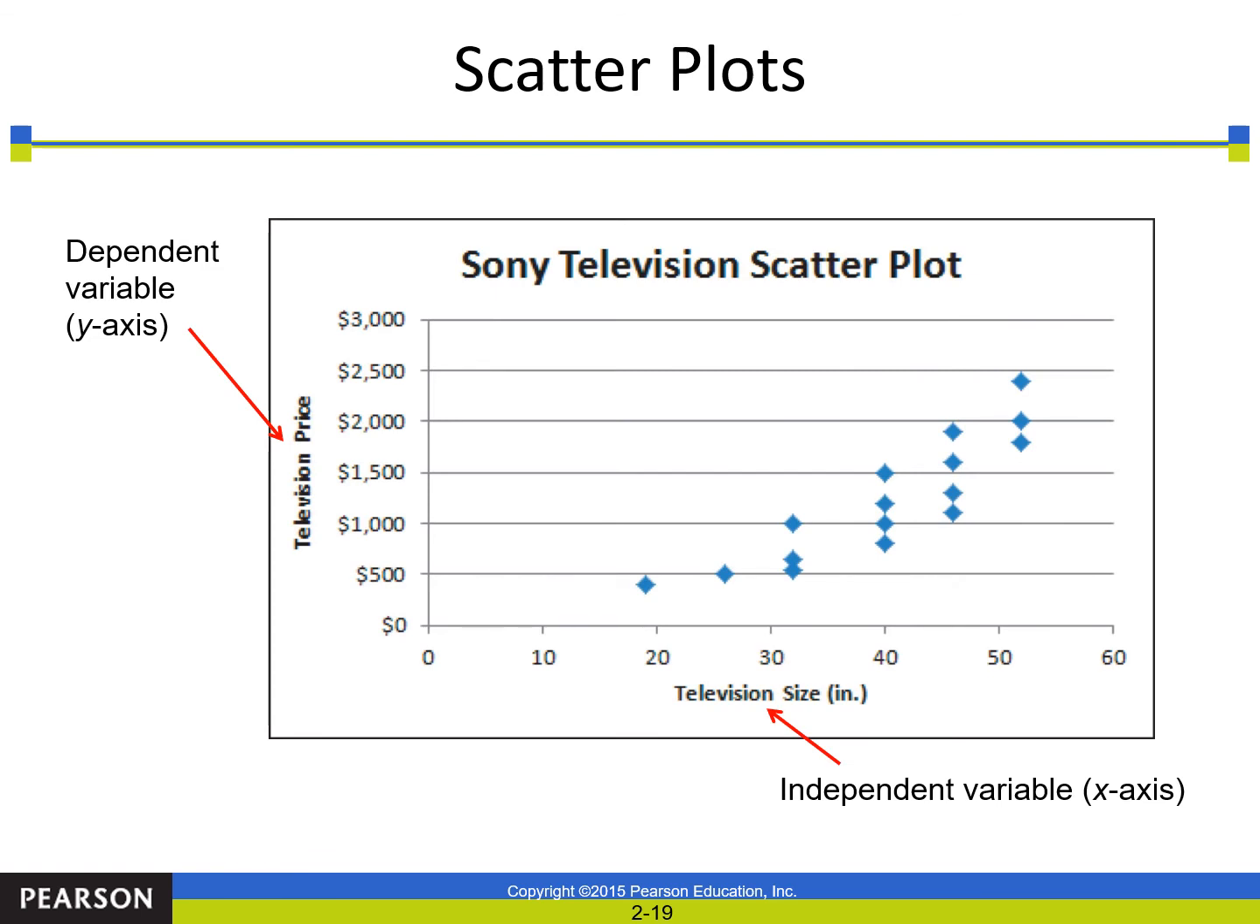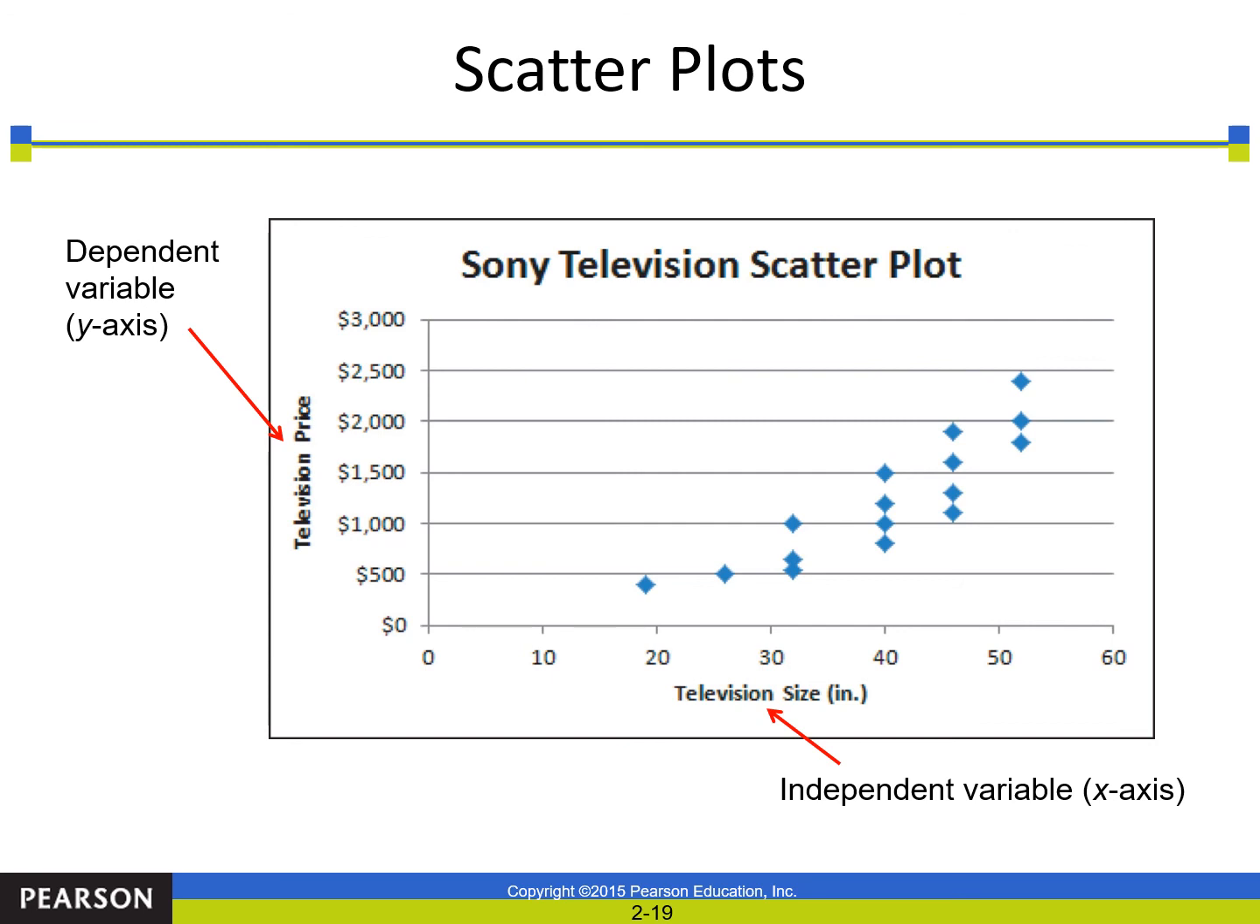So here's a quick example of a scatter plot that displays information about two characteristics of a product. We have the size of the television that's measured in inches, and that's our independent variable on the x-axis. And on the vertical axis, we have the dependent variable, price, measured in dollars. And you can see that there is some sort of trend going on as we have our size increasing, so does the price. Sort of, right?